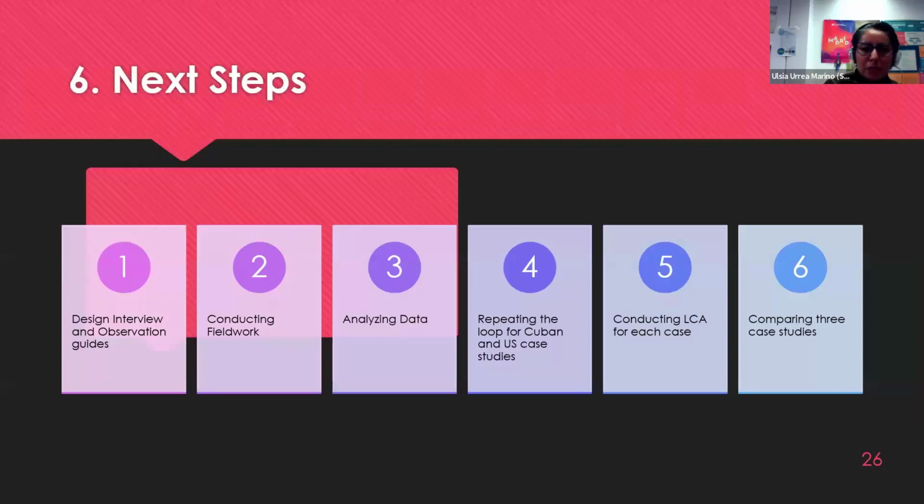What are the next steps of my work? As soon as I select the case study in Mexico, I design the interviews and the observation guides based on the content analysis. Then I conduct the fieldwork, analyze the data, and then repeat the loop for the Cuban and the US case studies. Again, gather all the information, analyze it, scout with the people, conduct the fieldwork, gather the information, analyze, etc. In parallel, I conduct the landscape change analysis for each case study, and at the very end, compare the 3 case studies.